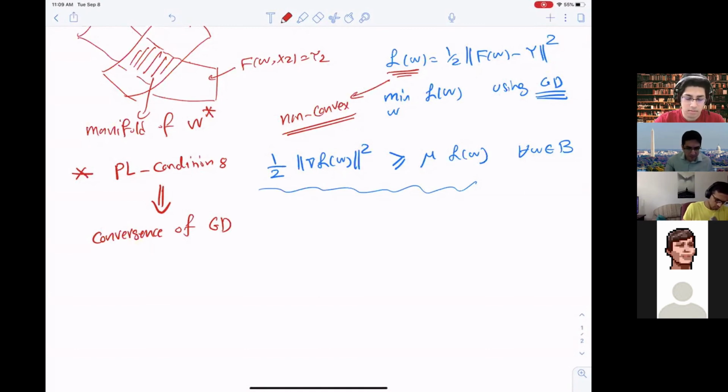Okay, so let me pause because I see a few questions. So there is a question about the isolated and non-isolated optima with respect to the manifold.